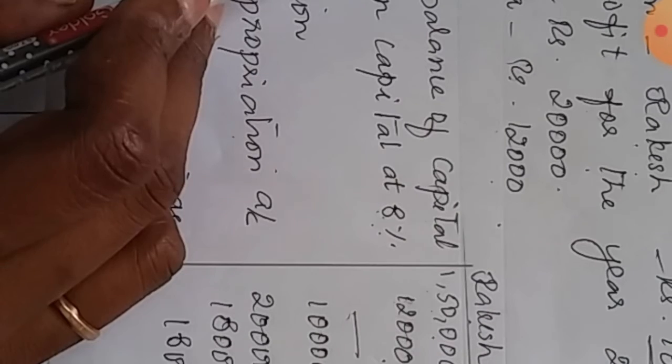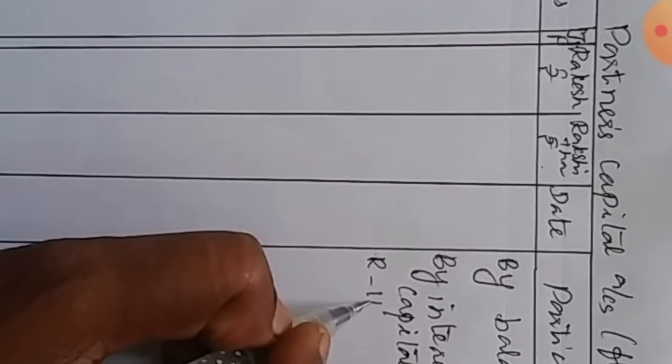We do calculate this. Here you see in the question, interest on capital, how much is it given? 8% for both the partners. So we should calculate. If I calculate for Rakesh, 1,50,000 into 8 by 100. This is for 1 year. 1 year means how many months? 12 months. So 12 by 12 comes to 1. We need not write it, just for your understanding I have written it here. So how much does it come to?